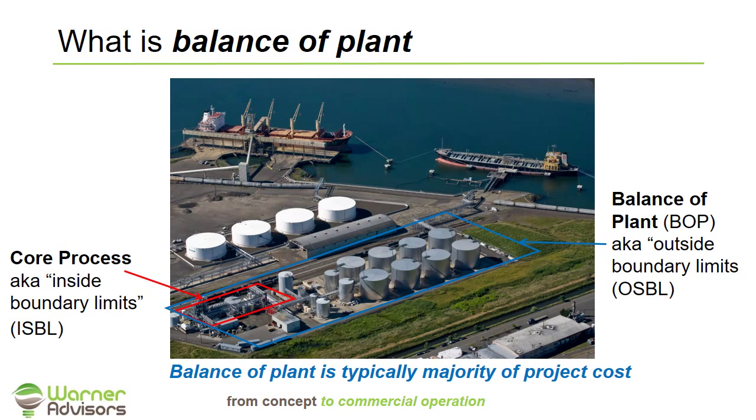And one thing that's important to understand is that balance of plant is typically the majority of the project cost. And I know that's a concept that's often hard for many developers to understand initially with their core process. They're very familiar with their core process and what the equipment costs. They're often less familiar with that kind of balance of plant and what it costs to put in tank farms, rails, and utilities, and unfortunately find out it's the majority of the cost of a commercial project.